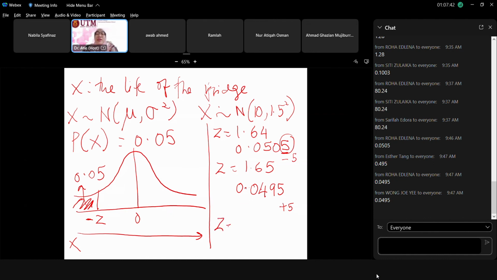Then they will take Z as 1.645, right? So if you add these two numbers and divide by 2, and you add the probabilities and divide by 2, you will get 0.05, okay? So during the test and also final exam, I will accept these three values, right? It depends. If you use 1.64, I also accept. 1.65, I also accept. And the best is actually 1.645.